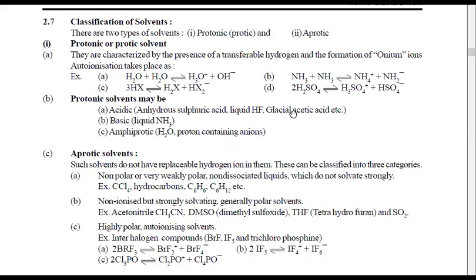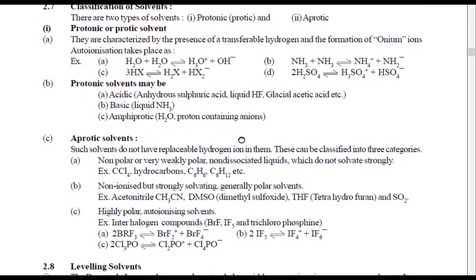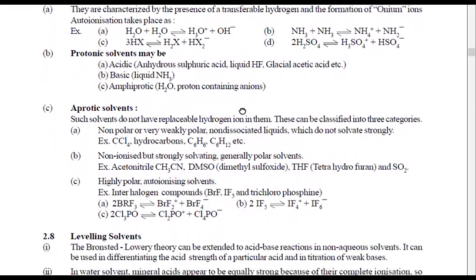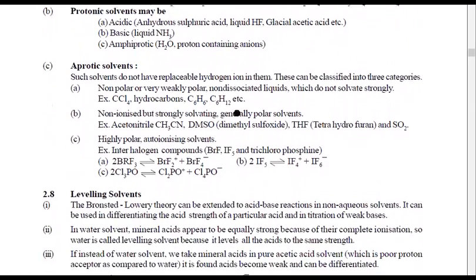I hope everyone is clear about that. Now the second question would be, what is the effect of these solvents in equilibrium? What does this solvent do in any chemical reaction? We know that most of the reactions take place in the presence of solvent.